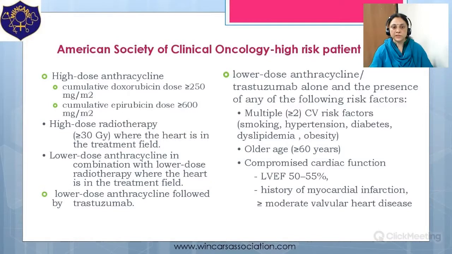According to the American Society of Clinical Oncology, a patient is deemed high risk if he or she has received high-dose anthracyclines, that is, a cumulative doxorubicin dose of more than 250 mg per square meter, or cumulative epirubicin dose of more than 600. A patient who has received high-dose radiotherapy, that is, more than 30 Gy, with the heart in the center of the treatment field.